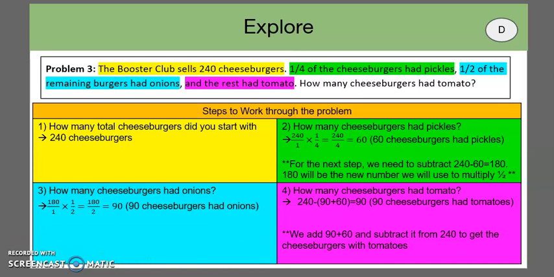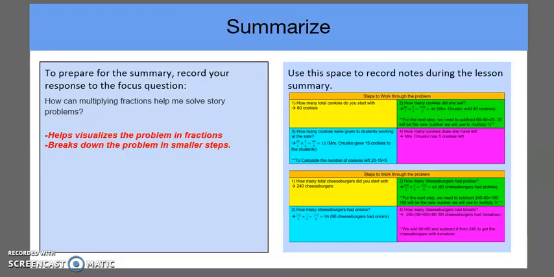Finally, we're going to go over some summarization. In understanding how we can multiply fractions to help me solve story problems, this is very helpful for students because it helps visualize the problem in fractions. It also breaks down the problem in smaller steps, and here are some examples that we explained in today's lesson. Hopefully this was helpful for our students, and again, practice makes perfect.